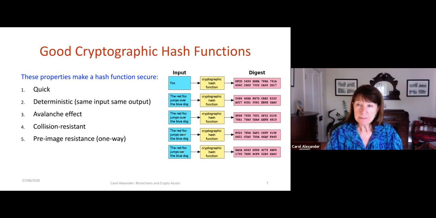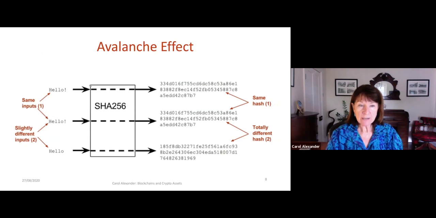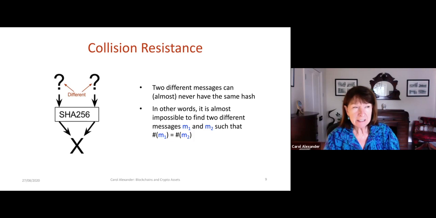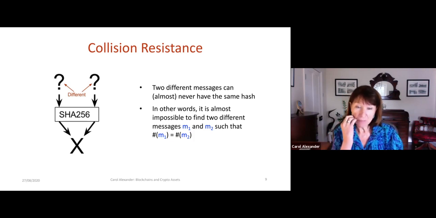So we also need these properties called collision resistance and pre-image resistance. And that means it's one way. What does collision resistance mean? Well, here's an illustration of the avalanche effect with SHA-256. If you put the same inputs, hello, then you'll get the same outputs, okay? If you just change a tiny bit, like take off the exclamation mark, you get a completely different hash. Collision resistance means that if you put two different messages in, you never, well, almost never, there is a very, very minuscule, negligible probability that you might get the same hash.